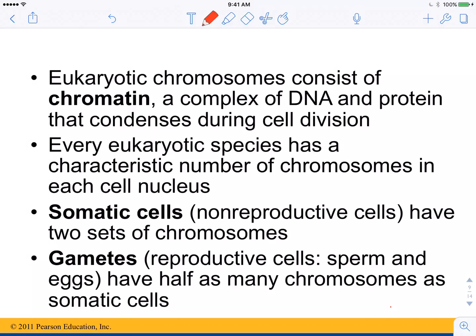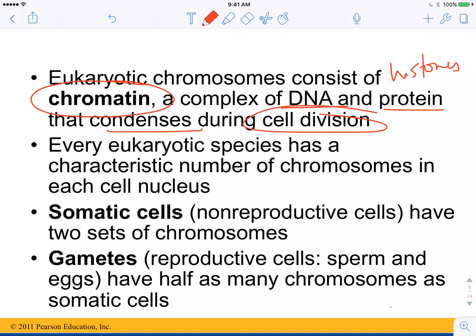In eukaryotic cells, chromosomes are made up of chromatin, which is a complex of DNA and proteins called histones, that allows the chromosomes to be folded up or condensed during cell division. Every eukaryotic species has a characteristic number of chromosomes in each cell nucleus. Human cells have 46 total, and that's 23 pairs, or two sets.